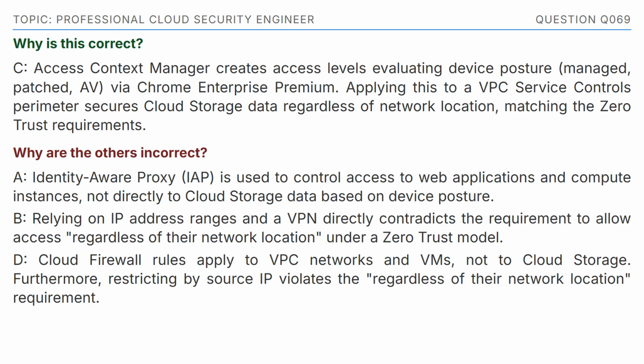Why are the others incorrect? A. Identity-Aware Proxy, IAP, is used to control access to web applications and compute instances, not directly to cloud storage data based on device posture. B. Relying on IP address ranges and a VPN directly contradicts the requirement to allow access regardless of their network location under a zero-trust model. D. Cloud firewall rules apply to VPC networks and VMs, not to cloud storage. Furthermore, restricting by source IP violates the regardless of their network location requirement.